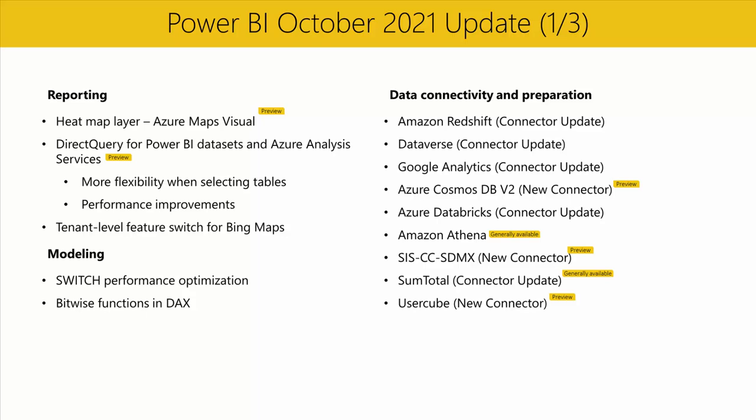We're expecting the change to roll out in the Power BI service later this month and in the desktop in the next release. In the modelling section, we've optimized the performance of the SWITCH function in DAX. You should see improved performance if the SWITCH function has a large number of values or if the value expressions contain measure references. We've also added new bitwise functions to DAX.